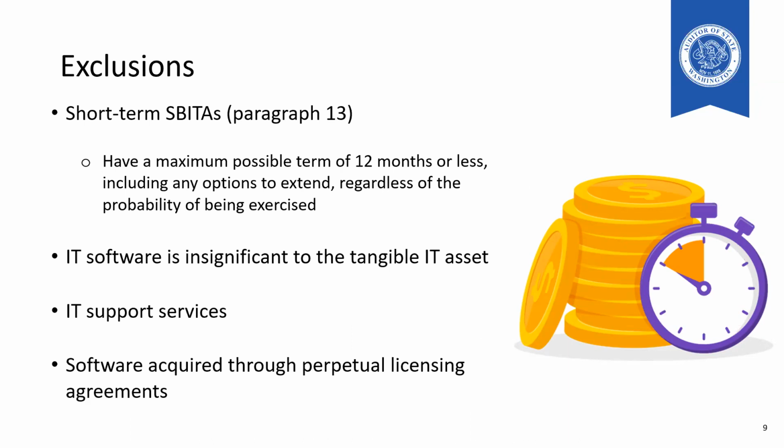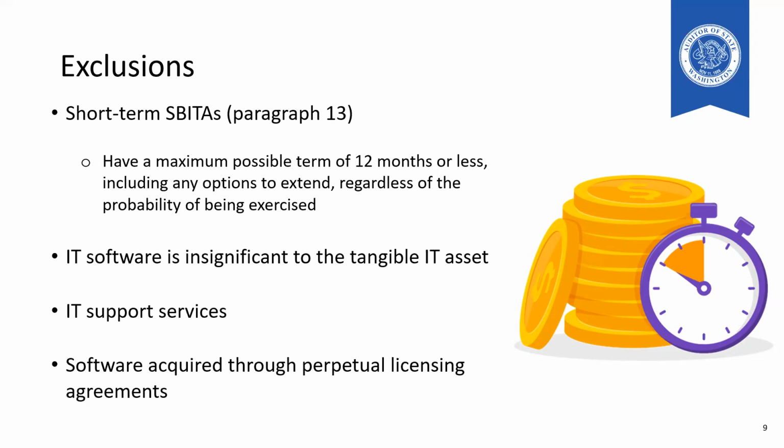And that maximum possible term includes all options to extend the contract, regardless of whether you think those options will be exercised or not. What that means is if your government has a contract for something like Zoom or Teams, but the contract is just year to year or month to month agreement, and you and that SBITA vendor can cancel at any time, that would be a short-term SBITA and not subject to this new accounting and reporting.